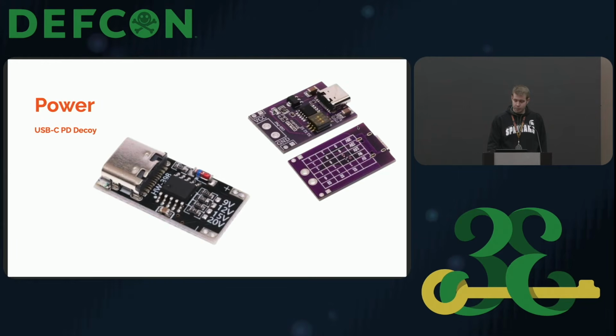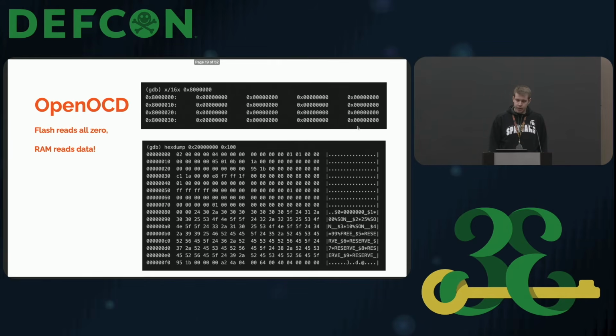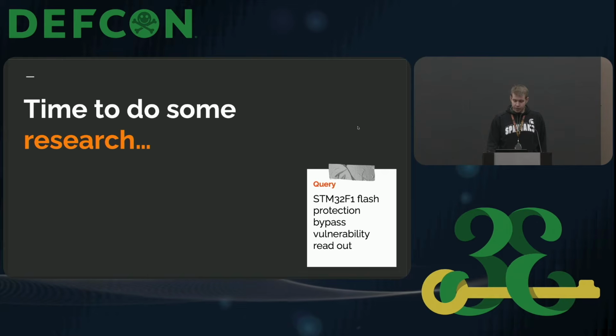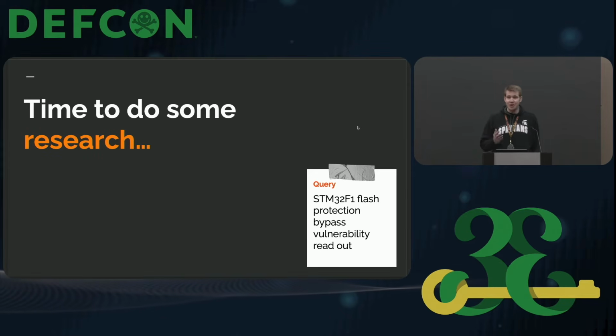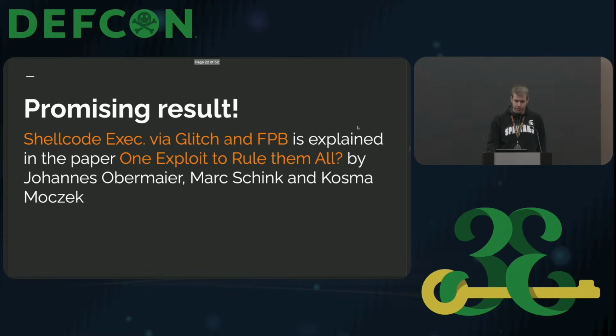So after soldering that up to provide 15 volts to our target device, I ran OpenOCD, and everything looked great at the start. I was able to connect, read the registers. I saw that the program counter was in Flash. It all looked right. But upon trying to read the Flash, I was getting all zeros back. And I hadn't worked with a ton of STM32s, so I had to do some research and found that this STM32 product had Flash read protection enabled. So doing some research, I Googled STM32F1 Flash readout bypass vulnerability just to get all the keywords in there, and actually found a very promising result.